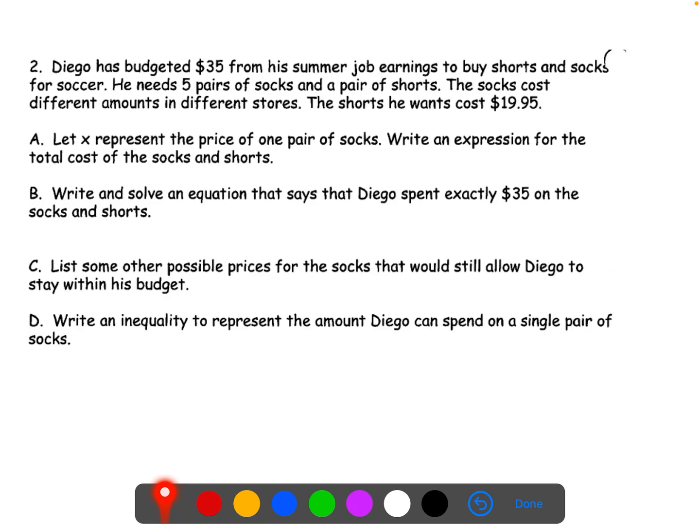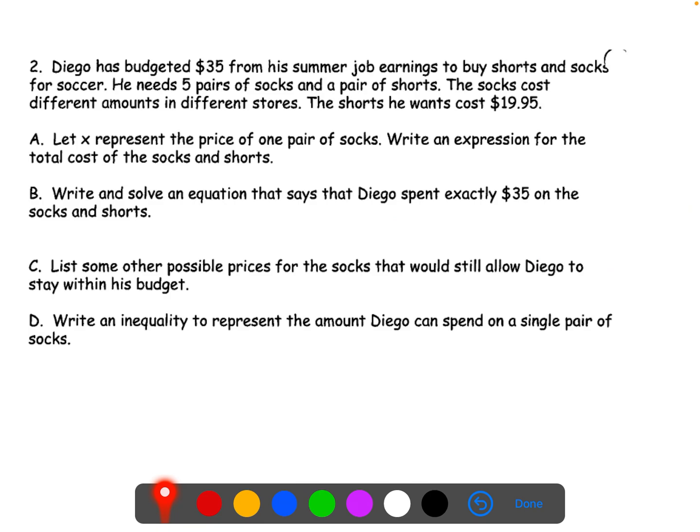Let's look at this next example. Diego has budgeted $35 for his summer job earnings to buy shorts and socks for soccer. He needs 5 pairs of socks and a pair of shorts. The socks cost different amounts in different stores. The shorts he wants cost $19.95.